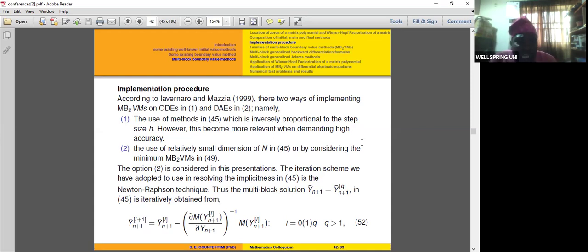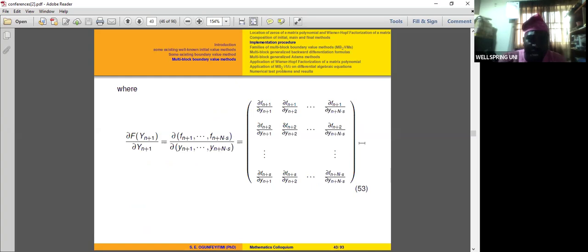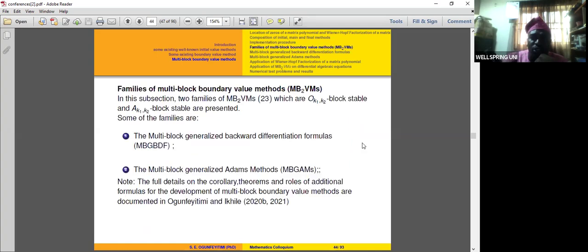While the second option is the use of a relatively small dimension of N in 45. Here it's like a block-by-block implementation, whereby you take the dimension of your work, which will be used to divide the step size before you reach the final point. That's what option 2 is telling us. And we use option 2, although option 1 was also considered in the numerical experiment. Why? For us to resolve the implicitness in 45, we consider the iteration given in equation 52, where the partial f over partial y is as well given in equation 53.